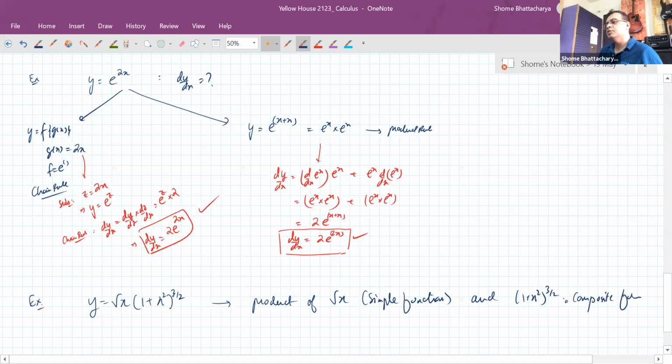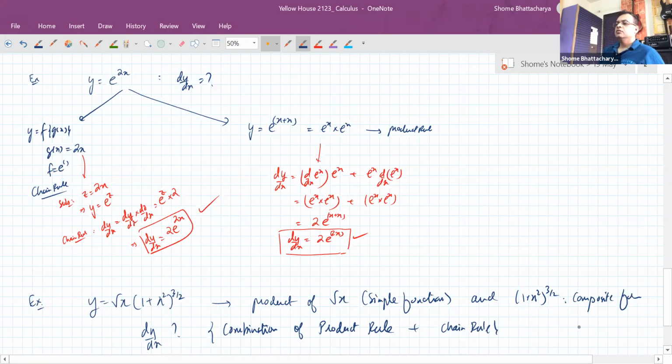So this makes life a little bit more difficult because you have to use two properties in the same question. So dy by dx, we'll have to use a combination of product rule plus chain rule. When within the product rule, we have to differentiate the second function, we have to use the composite, we have to use the chain rule method. So just give this a try, we'll discuss.